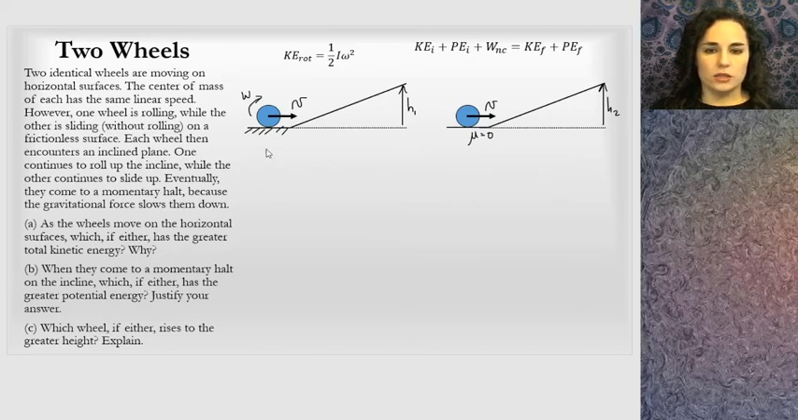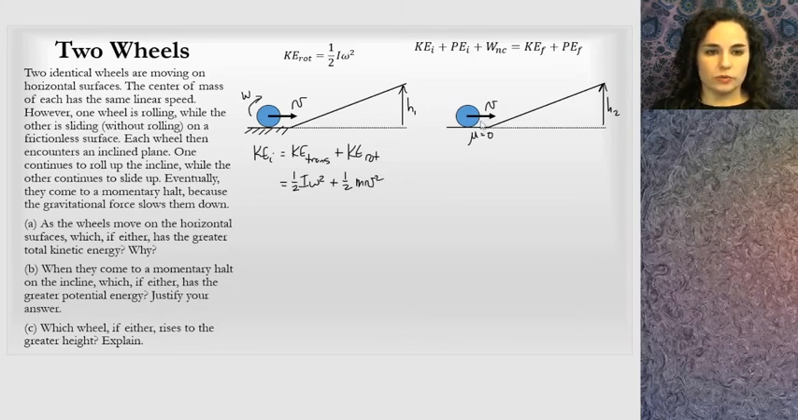Okay, so let's think about what's going on in the initial energy state. In the initial energy state, we're going to have two types of kinetic energy. Kinetic energy initial is going to be the kinetic energy translational plus the kinetic energy rotational. I can write values in here: 1/2 I omega squared plus 1/2 mv squared. So that's for the first situation.